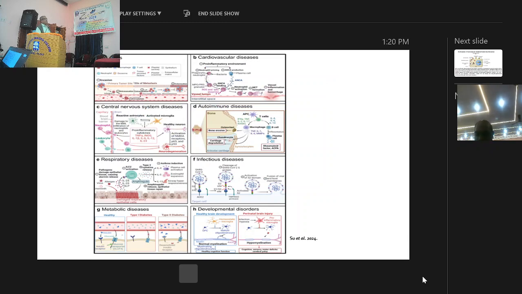Now these are the different types of diseases like cancer, cardiovascular diseases, central nervous system diseases, autoimmune diseases, respiratory diseases, infectious diseases, metabolic disorders, or developmental disorders. All are caused in this way. Next.